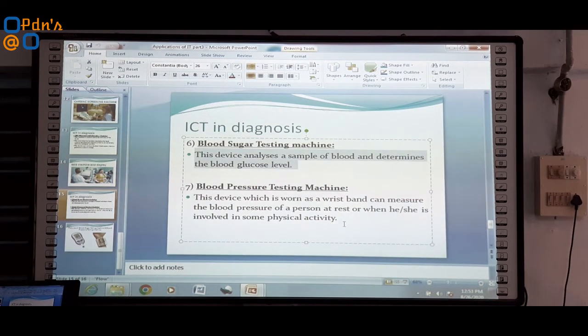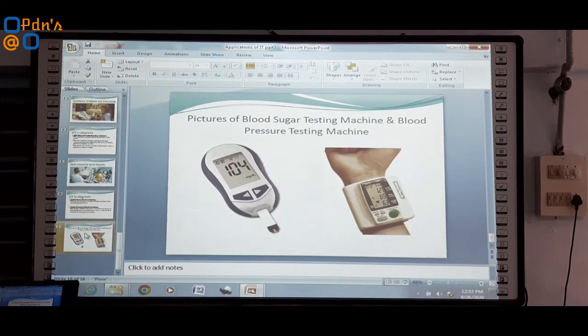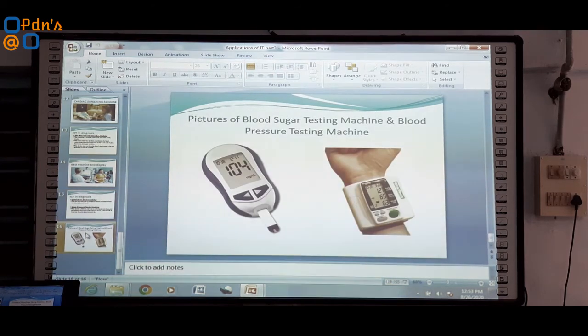Now let us see how the blood sugar testing machine and the blood pressure testing machine look like. So these are the two devices. This is an example of a blood sugar testing machine, and this is a blood pressure testing machine.